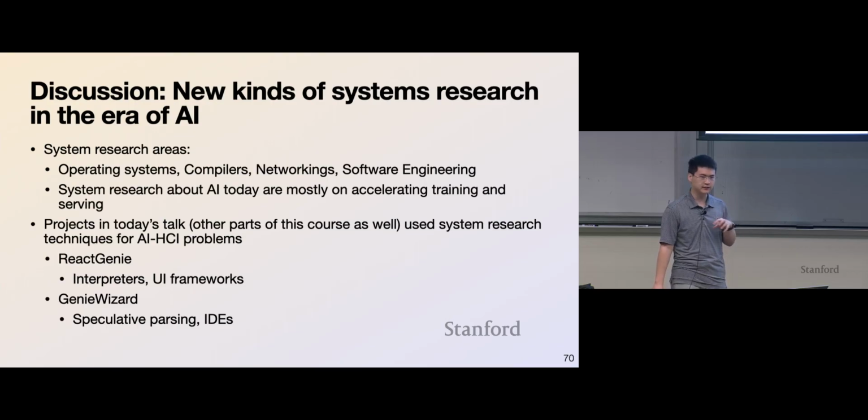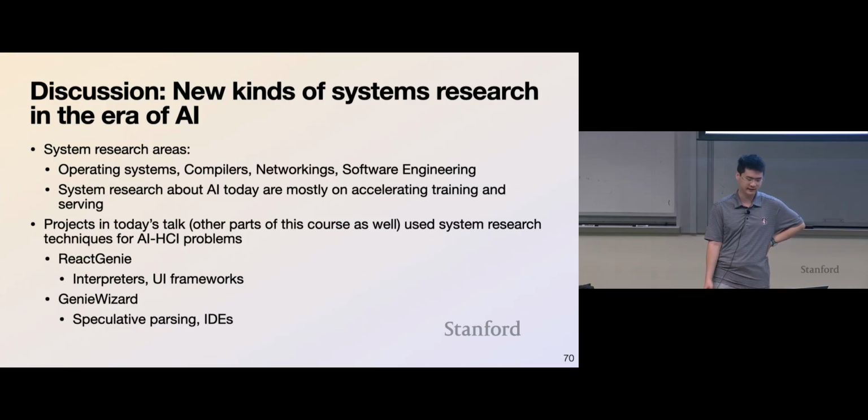In React Genie, I use this interpreter, which is a compiler and programming language concept. I build UI frameworks, which is software engineering stuff. In Genie Wizard, I use speculative parsing, which is a way of building interpreters and doing program analysis. And I build IDE tools to help developers. This is also a software engineering concept. So I found it particularly interesting that in this new age of AI, you can truly use AI to build better human systems using the techniques that were invented a long time ago by computer systems researchers. So I think this could allude to a new way of building new computer systems projects.